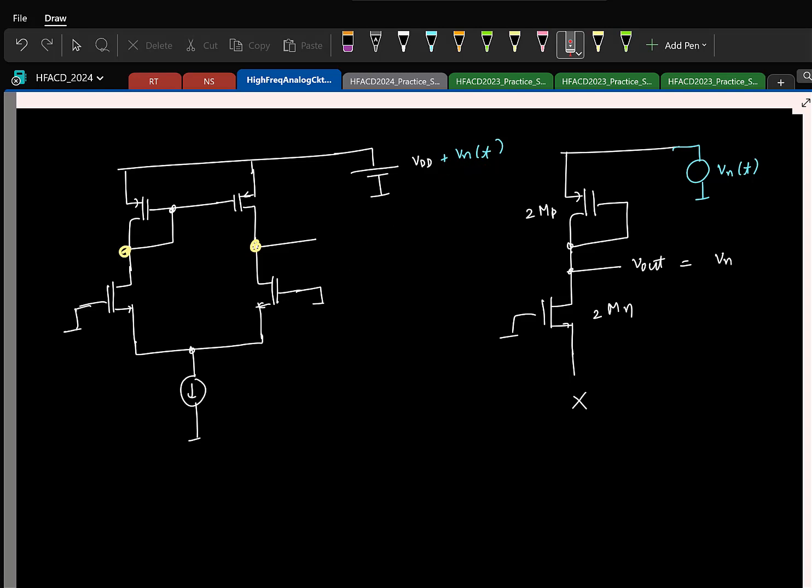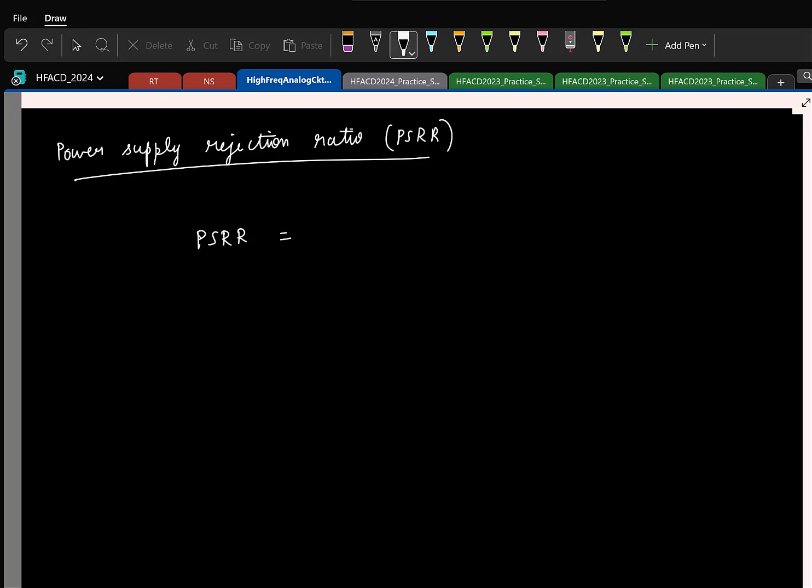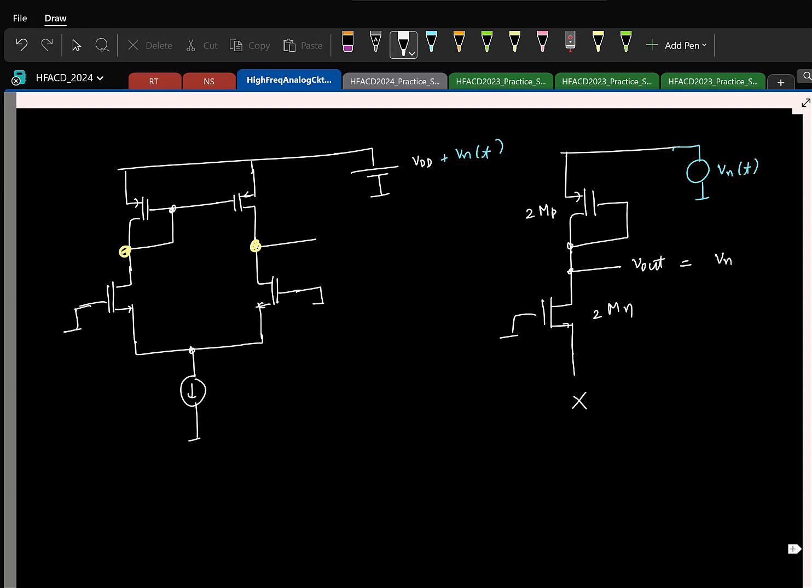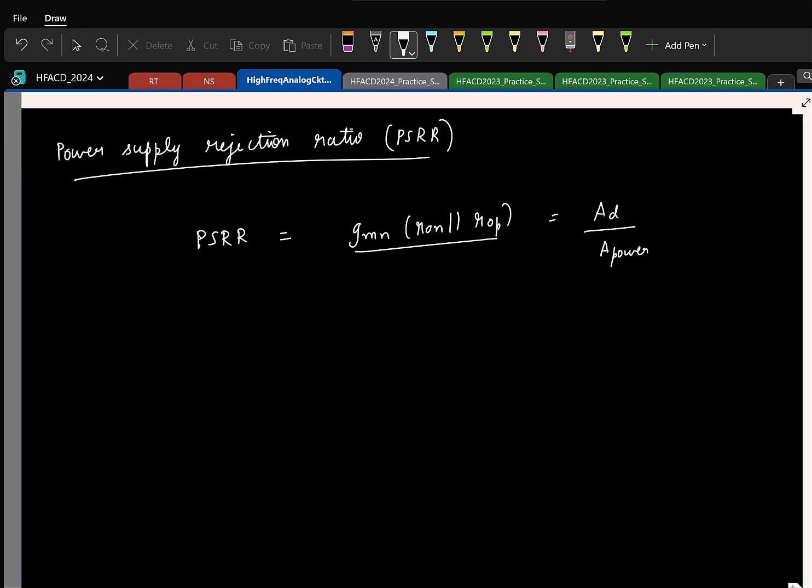Okay. So what is the gain you want from your desired input to the output? What is the gain? Gm of the NMOS times the Rout. So I'll just write it. The desired gain from your actual input to the output is this. So I'll call it AD, divided by the gain you have from the power supply to the output. And what is it in this case? I mean 1, right? Vout by Vn, it's 1.